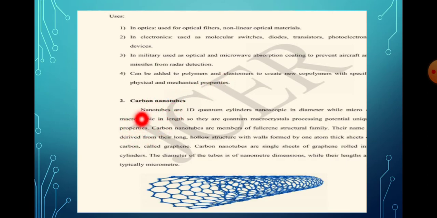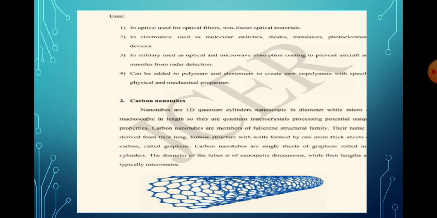Next, what are carbon nanotubes? Nanotubes are one-dimensional quantum cylindrical nanotubes. These are the carbon nanotubes. Next, they have processing potential and unique properties. Carbon nanotubes are members of the fullerene structure family, derived from long structures. These are hollow structures, and they are sheets of graphene rolled into cylinders.